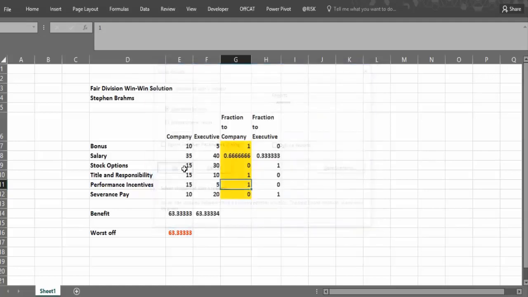Okay, so basically the company gets its way on the bonus, the title and responsibility, and performance incentives. The executive gets the severance pay and the stock options, and 2/3 of the negotiation goes towards the company on salary and 1/3 towards the executive. That's a simple yet beautiful method for basically allocating assets when two sides are in conflict. For instance, a divorce.